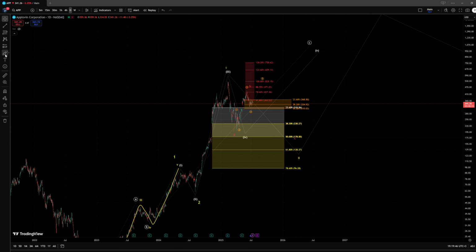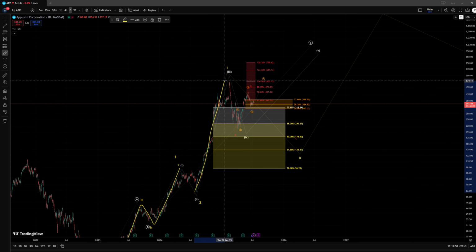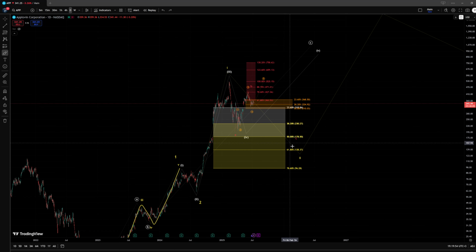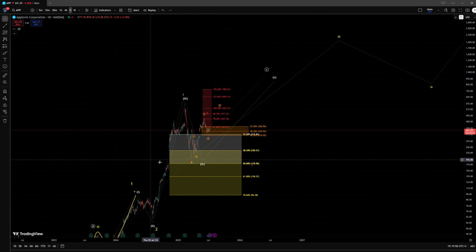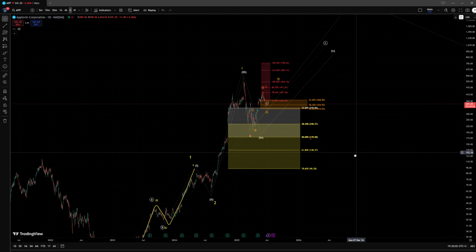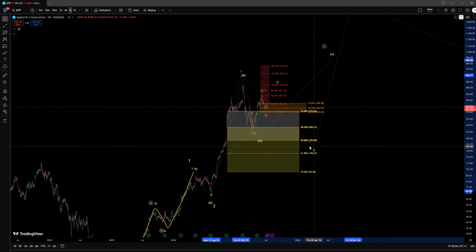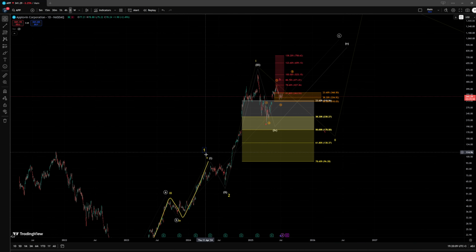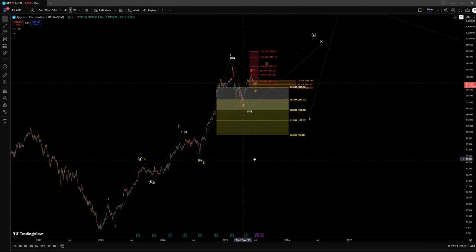And within this third wave we have formed only the wave 1, and we would now be in the wave 2. Of course, it's possible this wave 2 in yellow has already finished and we are already on our way to new all-time highs in a very impulsive uptrend, but we need to keep an open mind and track the levels for that.